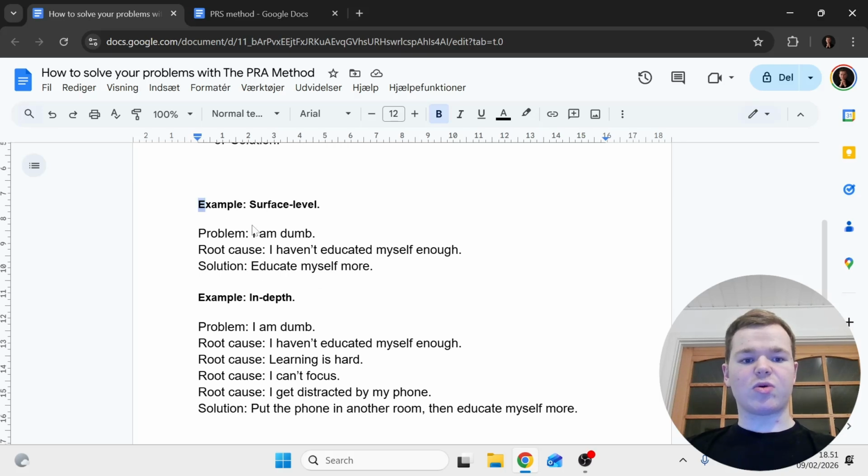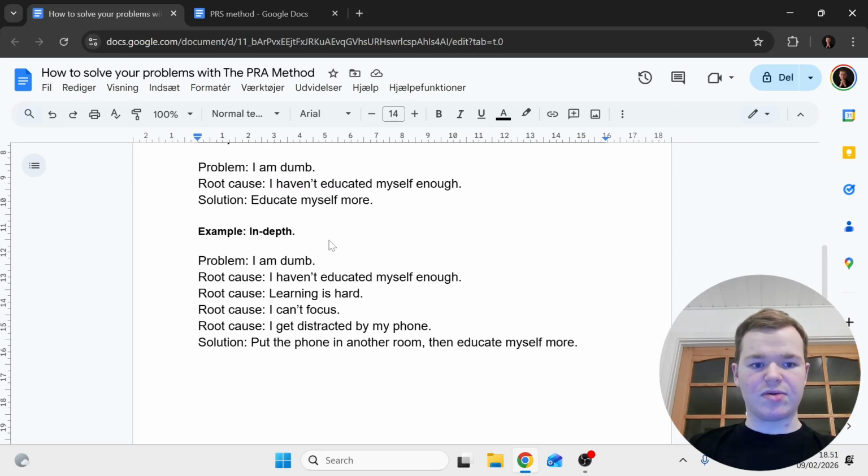So let me quickly go through this right here so that you can see a comparison between going in depth and just going on the surface level when it comes to your problems. On the surface level, this is how it will look. You have your problem, for example, I am dumb. You think you're dumb. Then you have the root cause, which is I haven't educated myself enough. Then the solution will obviously be to educate myself more if I actually have this problem, right?